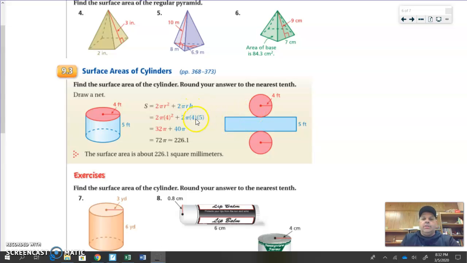When we substitute these in, r is 4. So we take 4 squared times 2, which will give us 32 pi. This is 4 for the radius, times 5, which is 20, times 2, which is 40. Again, we add these together and we get 72 pi. Keep that there until the end, and then we take 72 times 3.14. We round that to the nearest tenth, and we get 226.1 square millimeters.